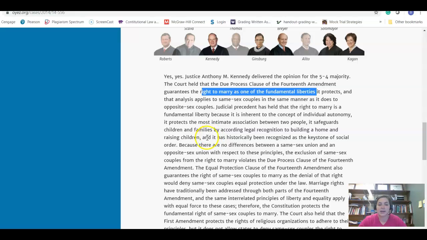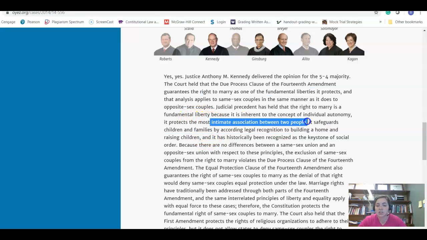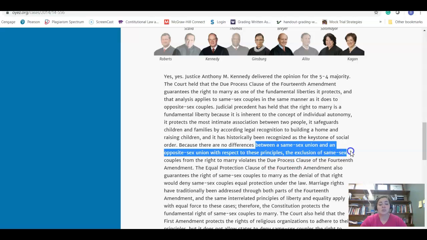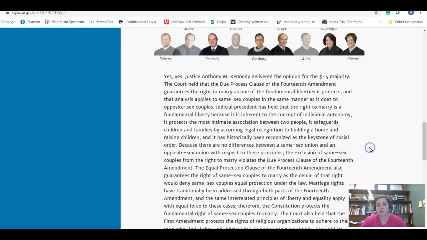The court finds that marriage protects an intimate association between two people. It safeguards children and families. It is legal recognition of your home, your ability to raise children, and that there are no legitimate reasons to exclude same-sex couples from those rights. They also have intimate associations. They build a home. They raise children. There's no justification for treating this group differently other than hatred or hostility, which is not an acceptable reason.